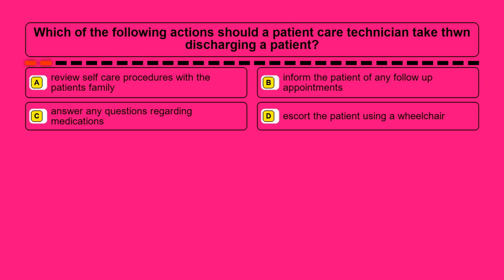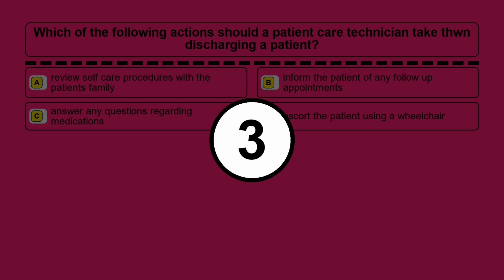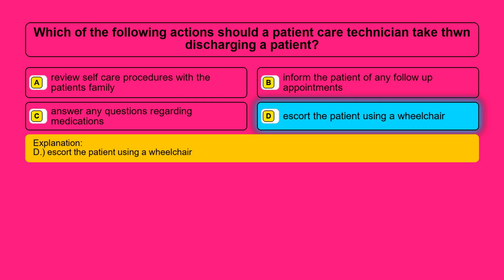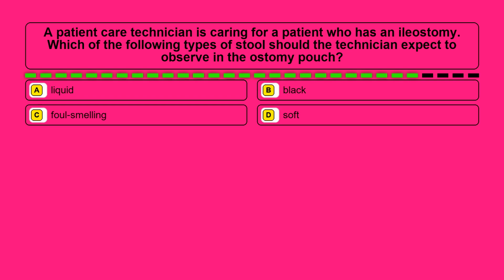Option D, escort the patient using a wheelchair. The correct answer is option D, escort the patient using a wheelchair. Question 74. A patient care technician is caring for a patient who has an ileostomy. Which of the following types of stool should the technician expect to observe in the ostomy pouch?